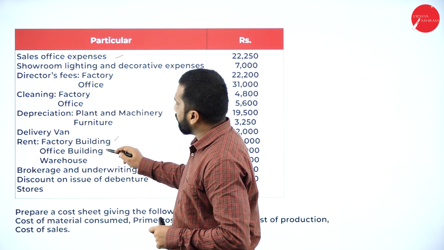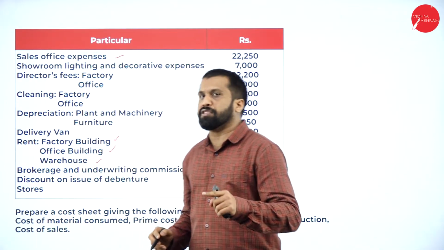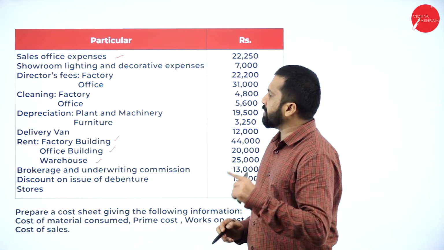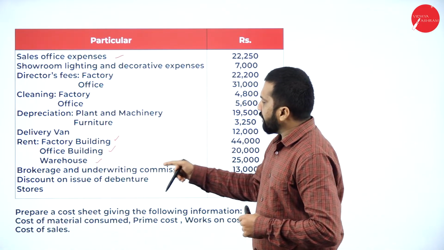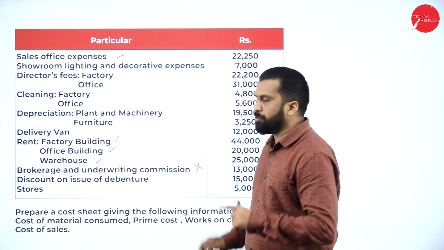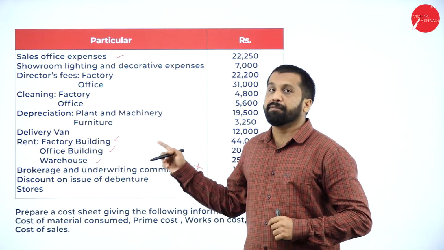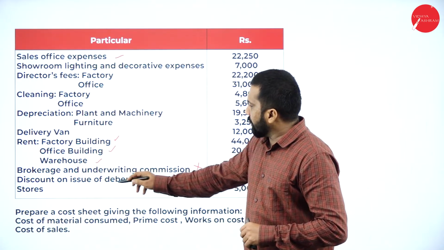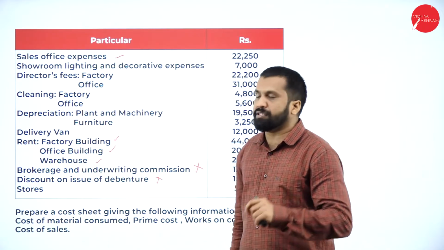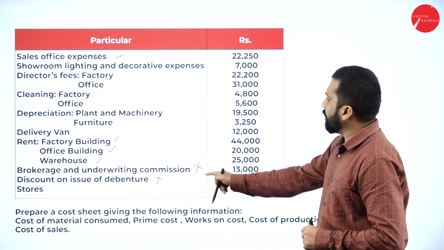Alright, factory building, office building, warehouse. Factory building goes to factory, office building will go to office, and warehouse will go to selling and distribution. Brokerage and underwriting commission, have you seen anywhere in the format, cost sheet format? No. Then what happens? Financial item, we don't consider. Then discount on issue of debenture, have you seen anywhere? No. So that's why we don't consider.